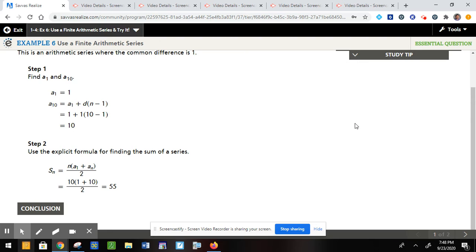So use the explicit formula for finding the sum of a series. All right, so now we know there's 10 rows. First row is 1, last row is 10, all divided by 2, you end up with 55. All right, so the conclusion is there are 55 cans on the display.